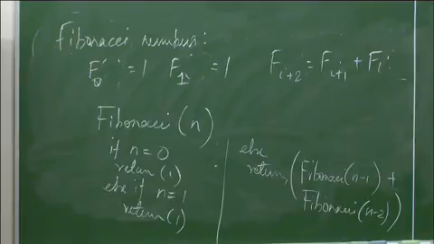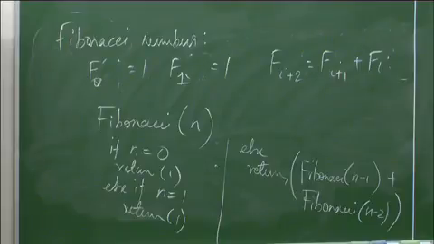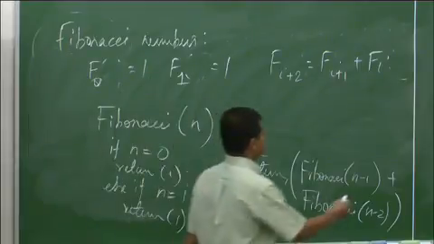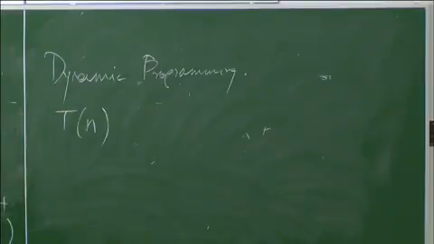Any questions? My question to you now is, what is the time complexity of this? What is the time complexity of Fibonacci n, which I will call T of n, which is not the same as f of n. F of n is Fibonacci of n. T of n is the time taken to solve a problem of size n, when n is some number.